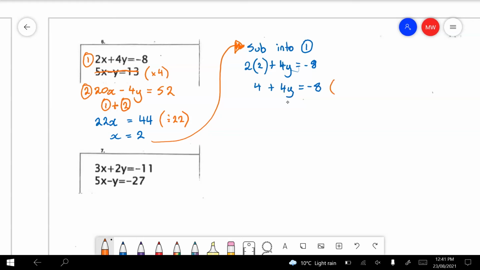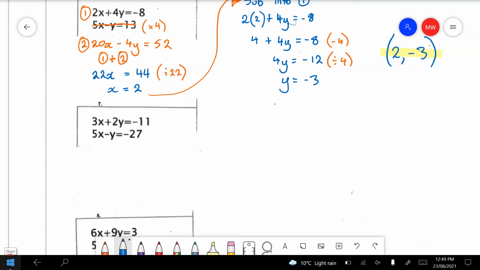Balance method, we'll take 4 from both sides, and 4y will equal minus 12. We'll divide by positive 4 on both sides, and y will be minus 3. And we've solved that one. So our final answer is, when x is 2, y is minus 3.